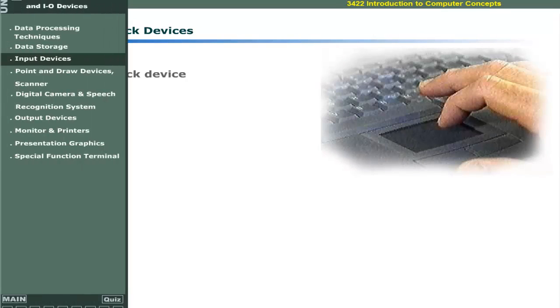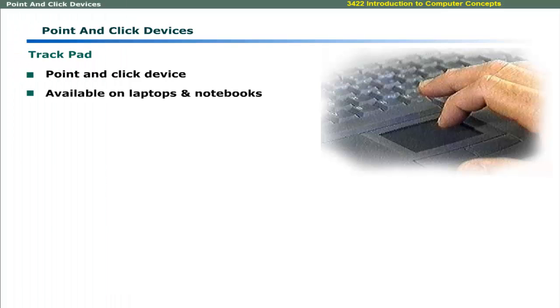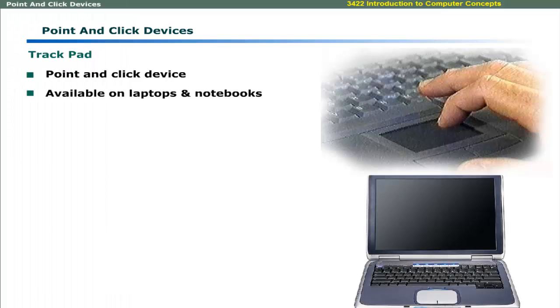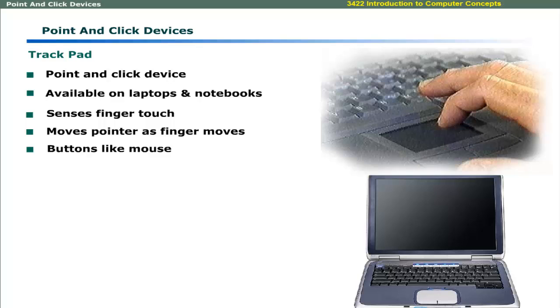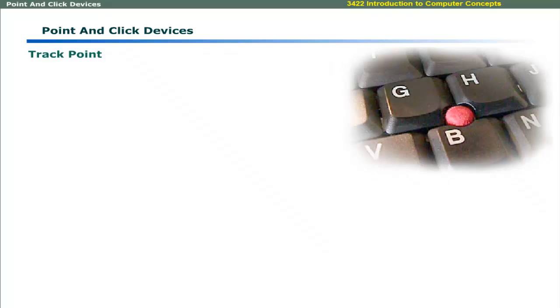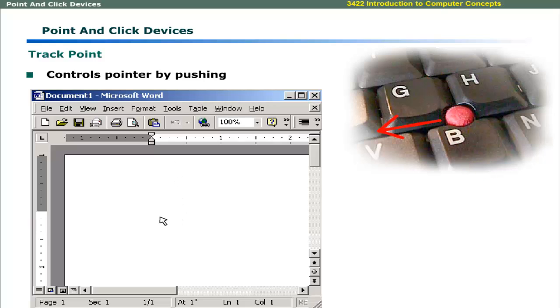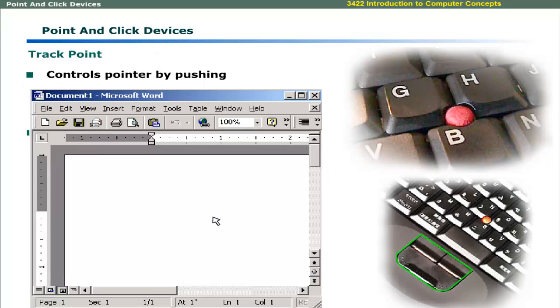Trackpad is another point-and-click device, usually available on laptops and notebooks. It senses the finger touch and allows moving the pointer along the movement of the finger. Trackpads have 2 or 3 buttons similar to a mouse. Some trackpads sense the hit of your fingertip. Modern laptop computers have a track point between the alphabetic keys. Pushing the track point forward, back, left or right controls the pointer. Buttons are provided to select the options.